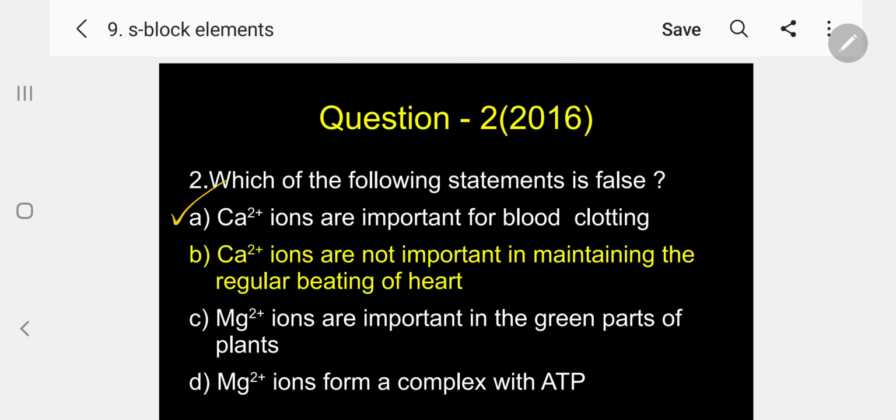Calcium 2+ ions are important for blood clotting, correct. Calcium ions are not important in maintaining the regular beating of the heart? No, they are important. So this is the false statement. Magnesium ions are important in green plants is right. So statement B is false. It is the correct answer.